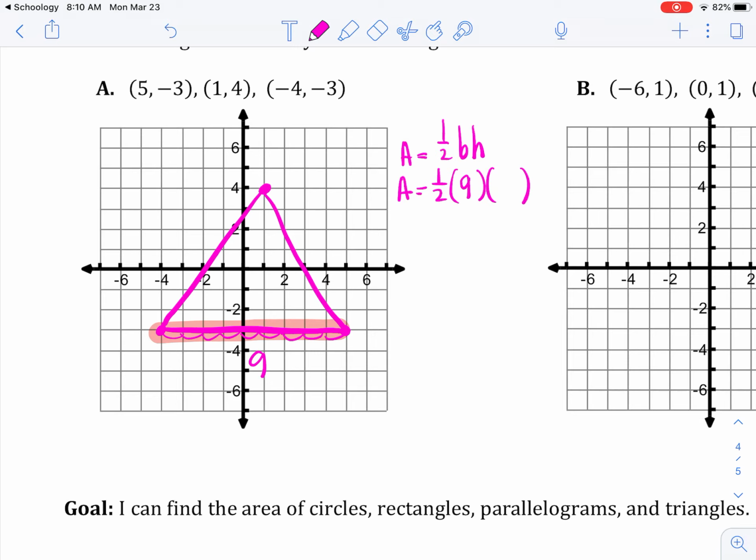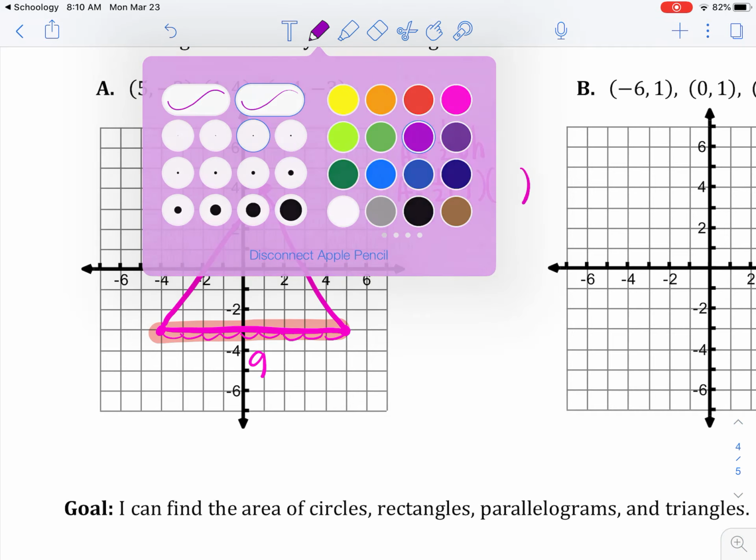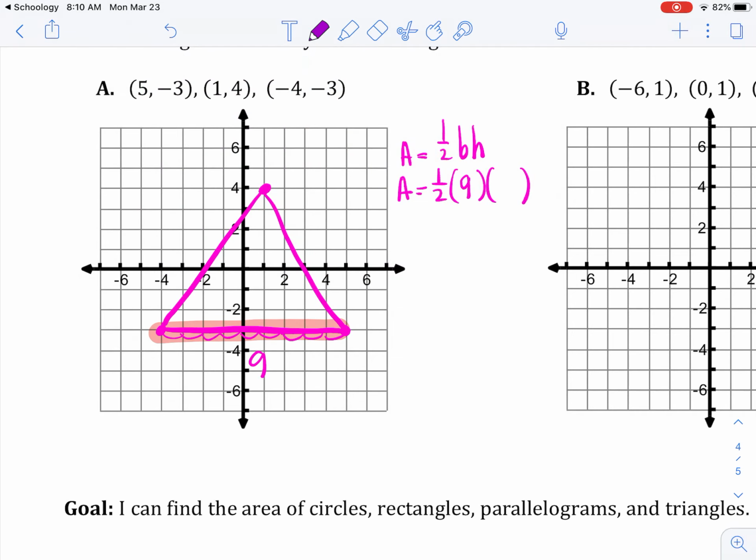All right, now I need my height. So what you have to remember is that your height is perpendicular to your base. So you can start anywhere on your base. You can start here, here, here. It doesn't matter where you start. And you're going to go up until you get to the highest point the triangle goes. That's your height. So most people end up drawing their height right here because it makes the most sense. But really you can draw it anywhere as long as it goes from the top to the bottom.